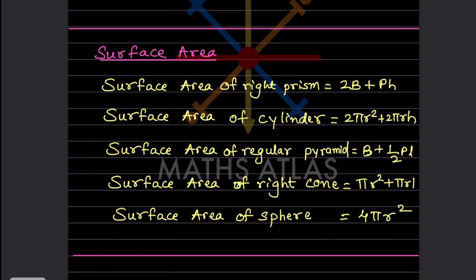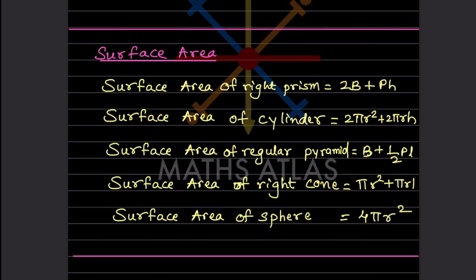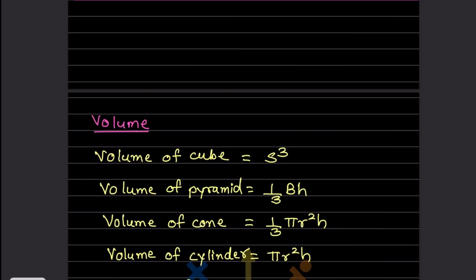Surface area. Let us see the surface area of a right prism. This will be 2B plus pH. Surface area of a cylinder is 2 pi r square plus 2 pi rh. Surface area of a regular pyramid is B plus half PL. Surface area of a right cone is pi r square plus pi rl. Surface area of a sphere is 4 pi r square. So this you have to remember.